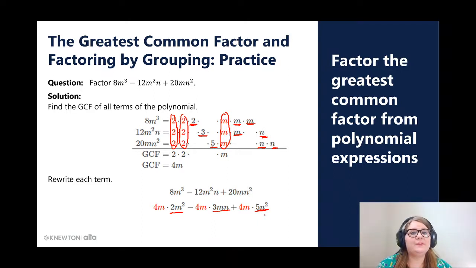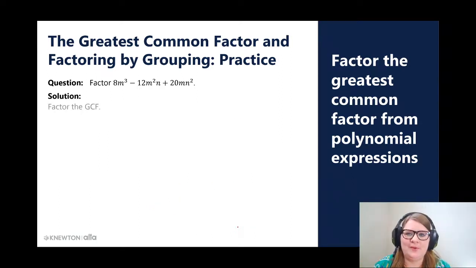Now I'm going to do my reverse distribution. That means I'm taking out that 4m from each term, putting it in front of a set of parentheses, and then we'll leave that 2m squared, the minus 3mn, and the plus 5n squared. Notice that I said minus and plus. It comes from those terms there. I didn't just make them up, I promise. They were what were originally in our polynomial.